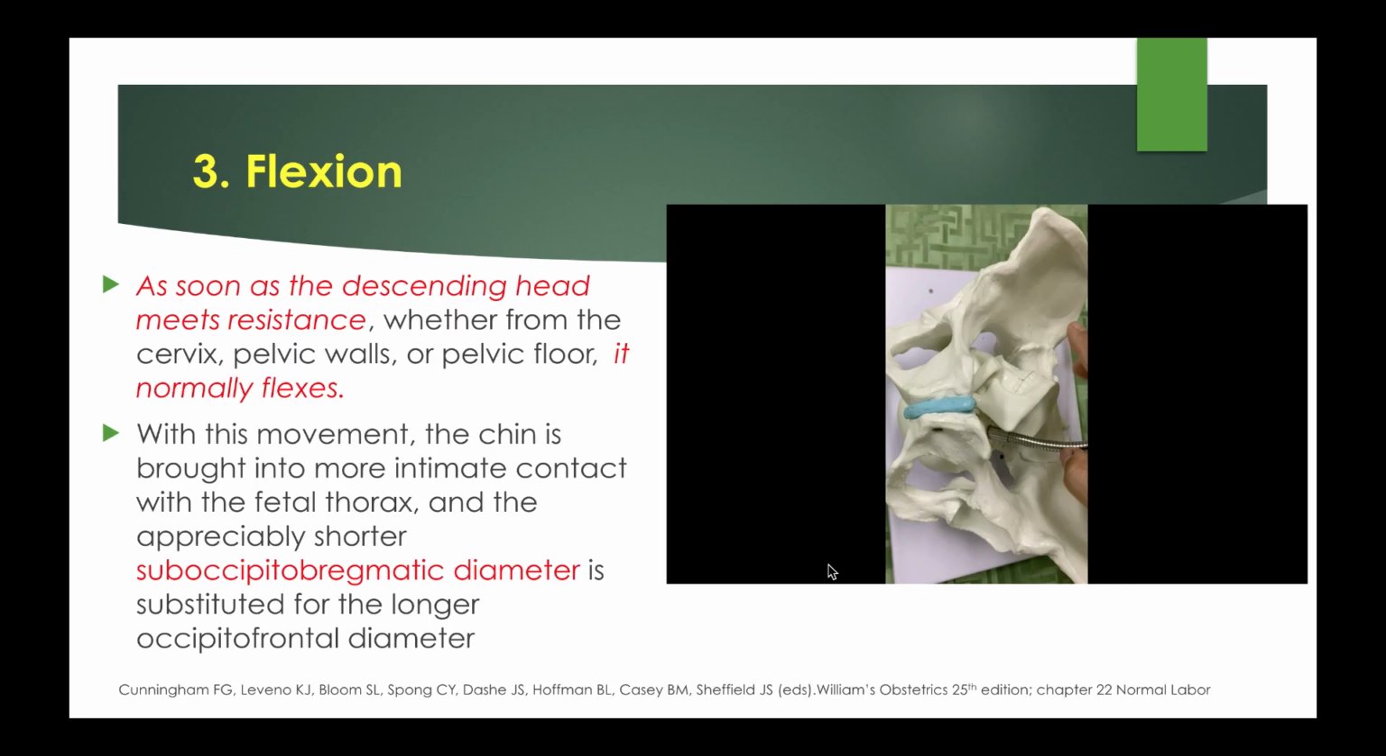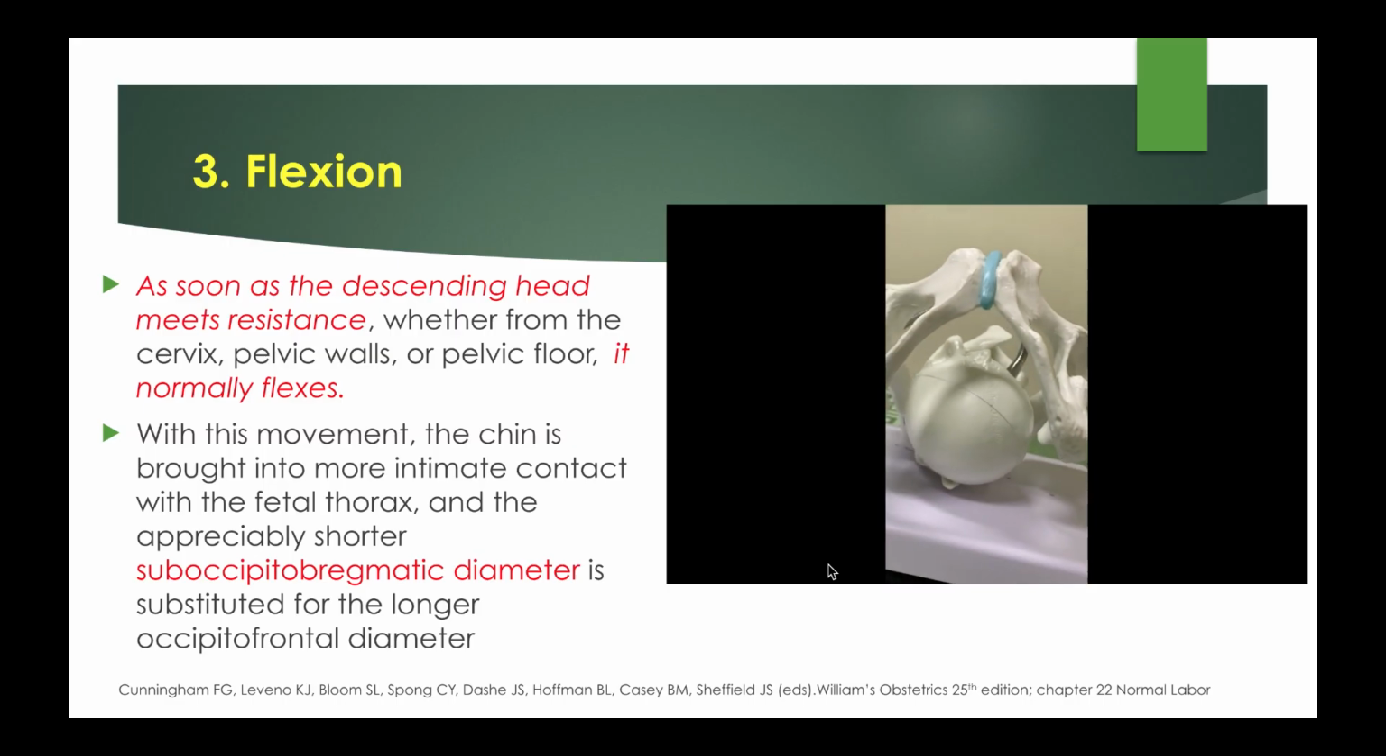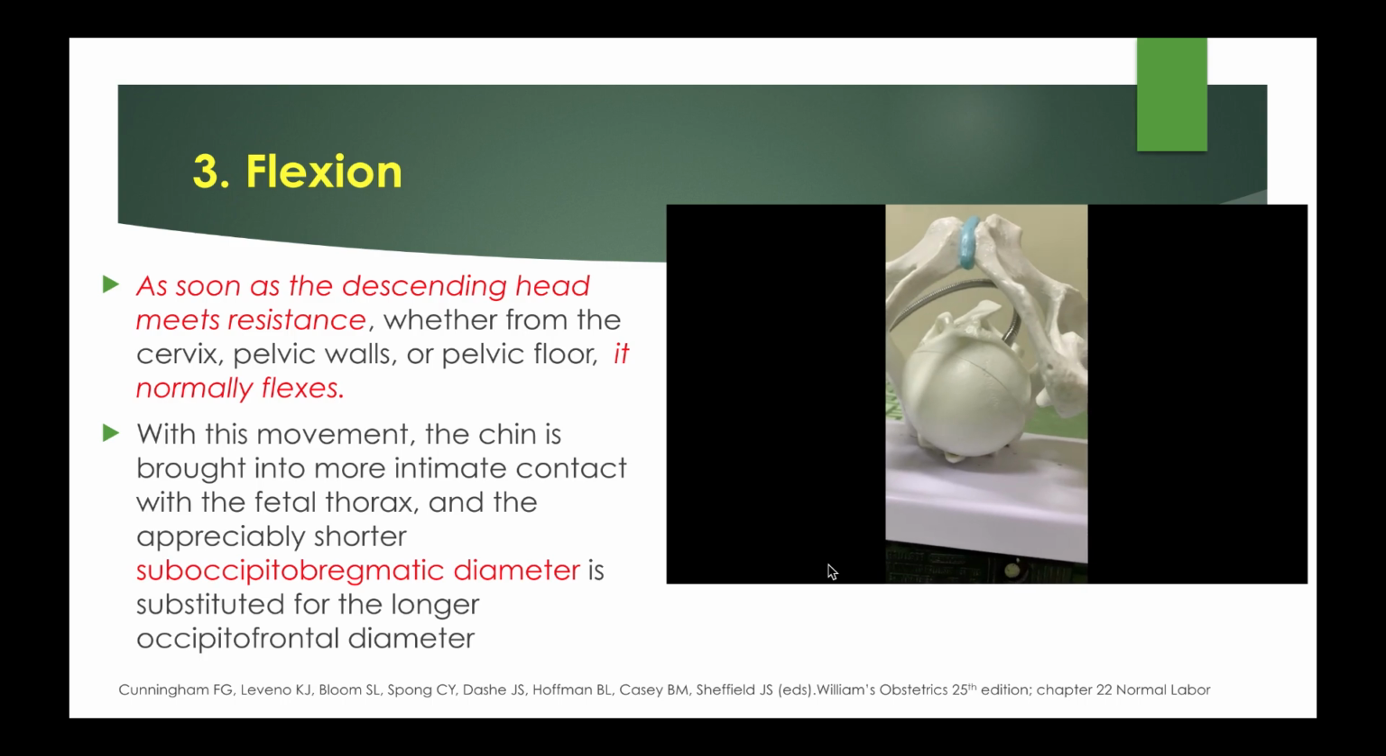The third cardinal movement of labor is flexion. Now, as soon as the descending head meets resistance, whether from the cervix, the pelvic walls, or the pelvic floor, it normally flexes. With this movement, the chin is brought into more intimate contact with the fetal thorax, and the appreciably shorter suboccipitobregmatic diameter is substituted for the longer occipitofrontal diameter.